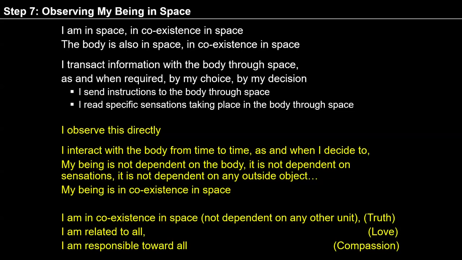Now, with this coexistence, I am able to see that I am not dependent on any outside object, on the body. But I am related to all. So it is important to note here that I am existing in coexistence in space, body is existing in coexistence in space. I am transacting with the body in space, coexistence in space, because both are two distinct realities, myself and body. In fact, I am a unit. As a unit, I coexist with other units in space. In that sense, I am not dependent on other units because I am at a distance. But at the same time, I am related to all.